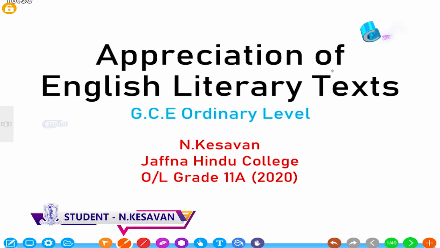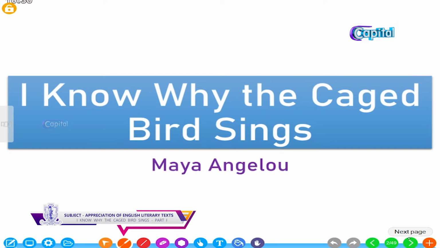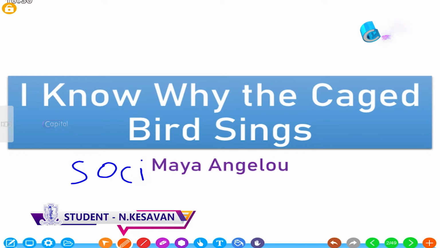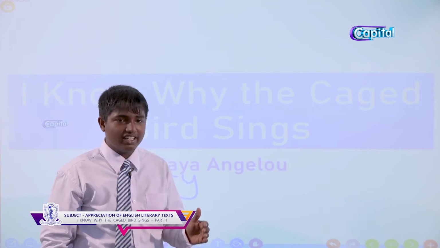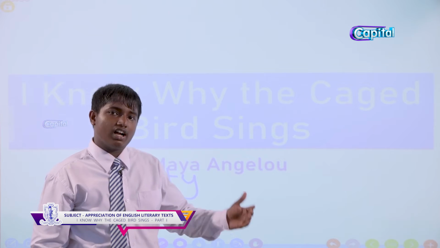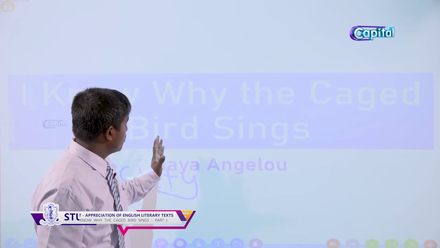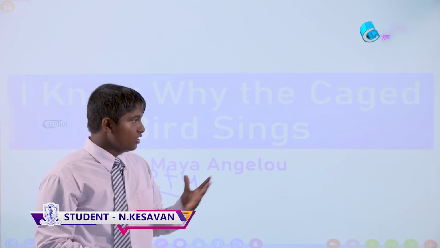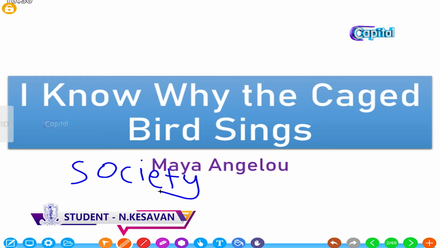So as you can see, the poem I chose for today is I Know Why the Cage Bird Sings, which was written by Maya Angelou. This poem comes under the category of society. The social, ethnical and economical changes are considered under society. So if you are choosing society for your examination, you can better watch my video. Now let's move on to the contents.